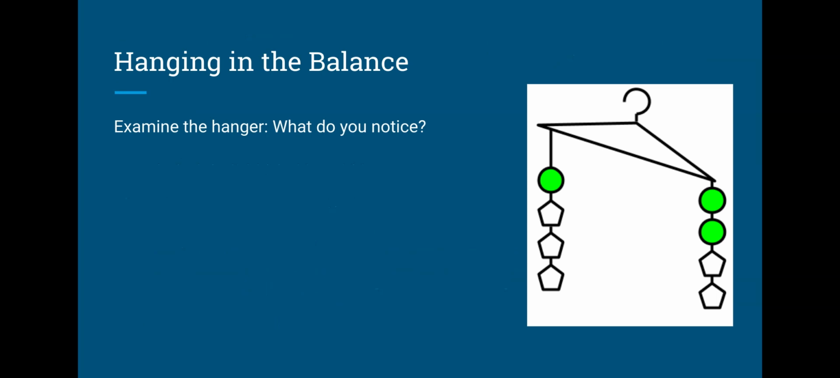And one of the best ways to do this is with the image of the hanger on the right of the screen. What we would do is give this hanger and this image to students and ask them what they notice. One of the first things that they're going to notice is that it's out of balance and that the right side weighs more. It seems like a very obvious thing to say, but it's actually the most important place to start.